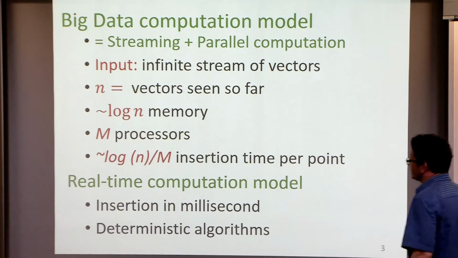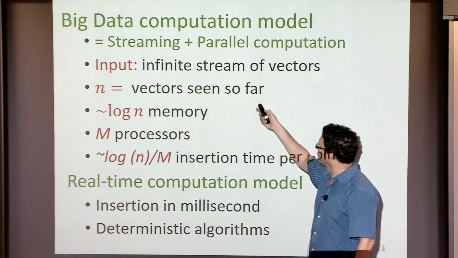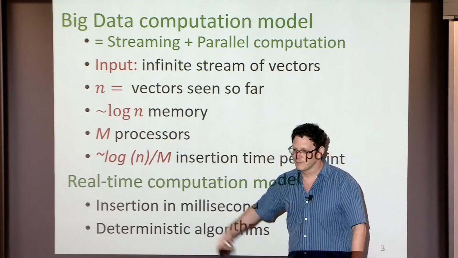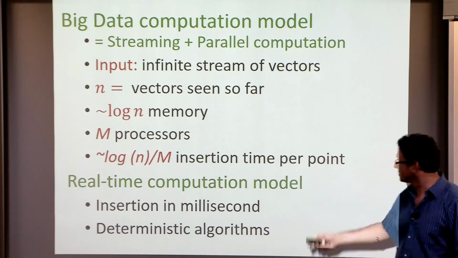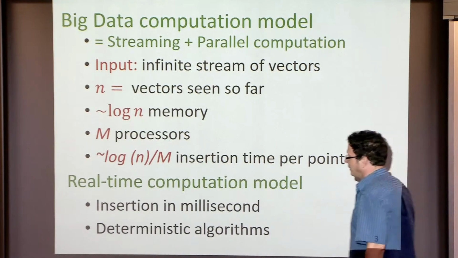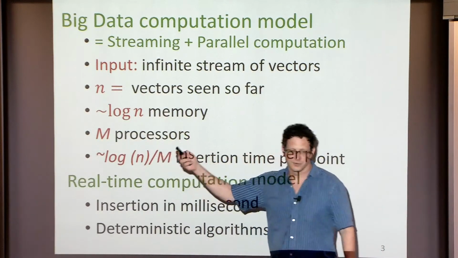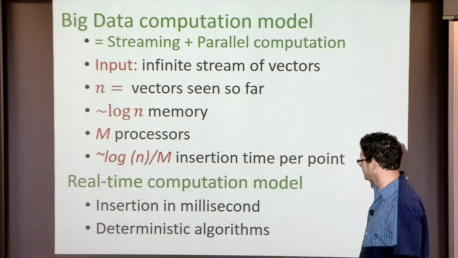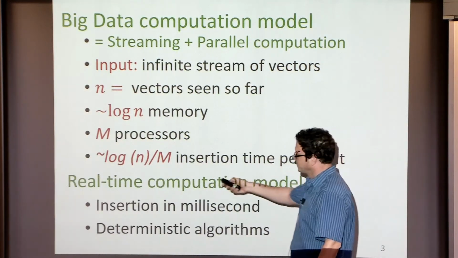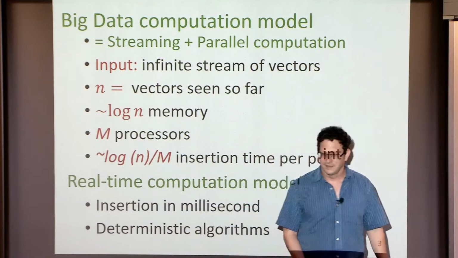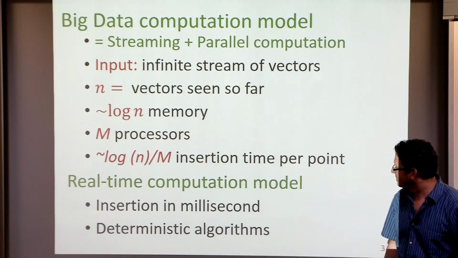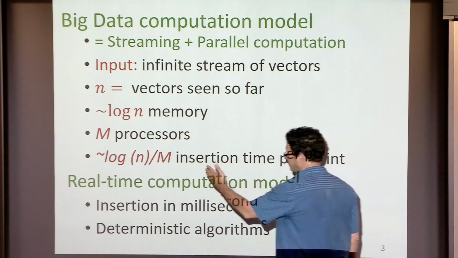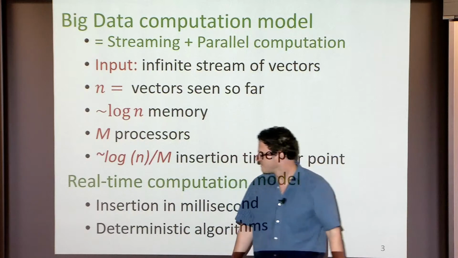Formally, we have an infinite stream of vectors. This is the input, and n is just the number of vectors seen so far. The memory is just polylog n. And if you have m computers, for example in the cloud, or m CPUs, every new point's running time should be polylog n, and should be faster. If we have 5 computers, it should be 5 times faster.